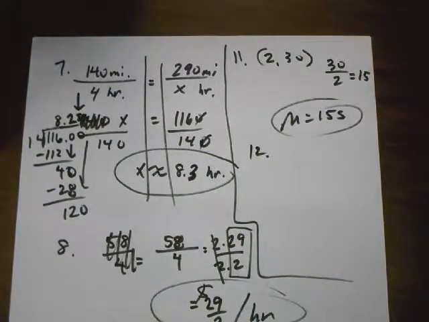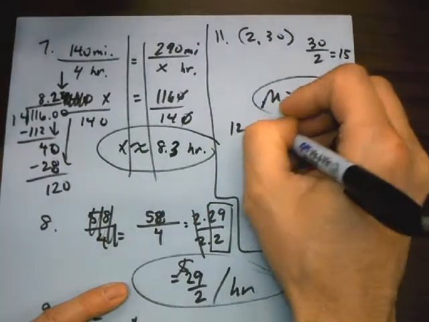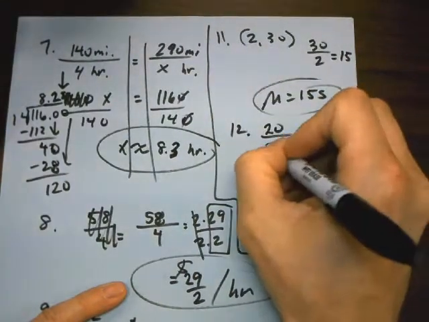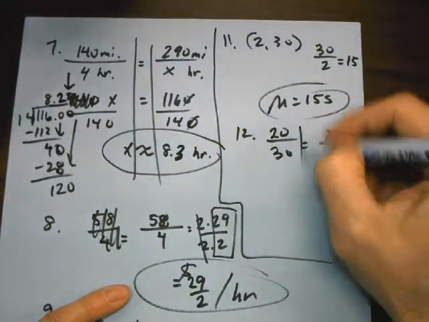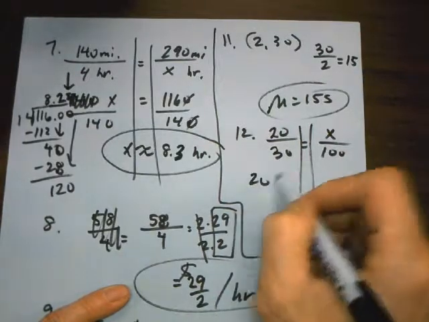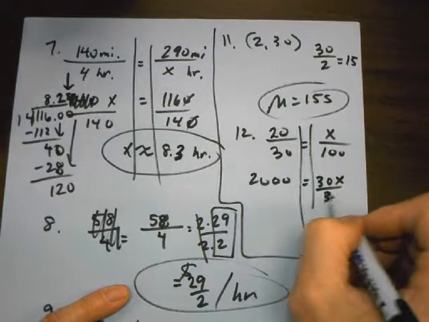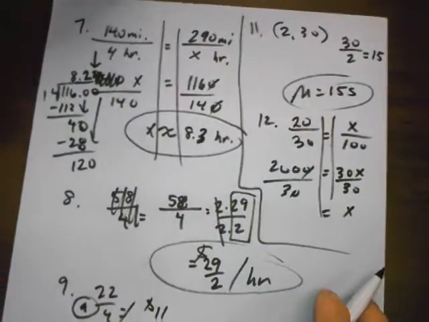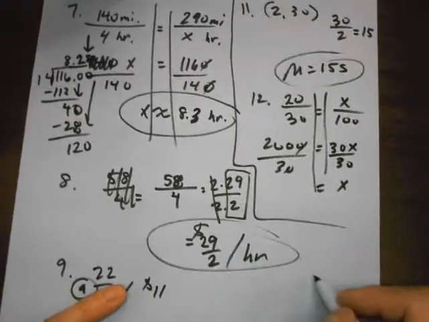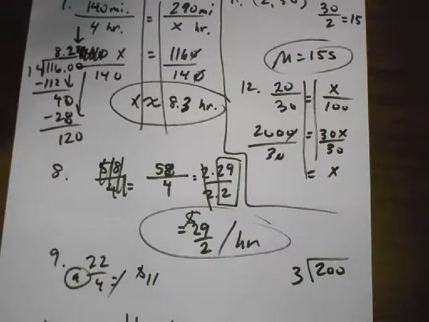Number 12. 12 says if someone scored 20 out of 30 on a test, what was their grade? So 20 is the part, 30 is the whole. We want to know percent, so I put x over 100. Solve this proportion, cross multiply. 20 times 100 is 20 with 2 zeros. 30 times x is 30 in front of x. Divide by 30. Cross out those zeros, and I'm dividing 200 by 30, so I go in and out. That's what division is all about. So I divide those two.